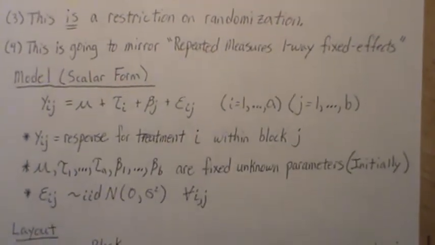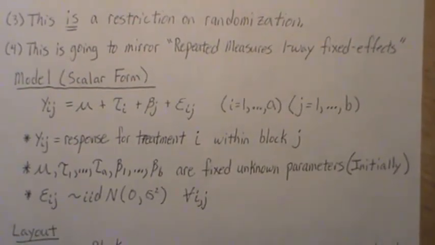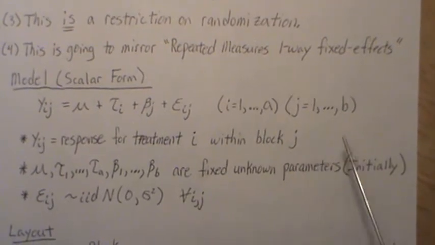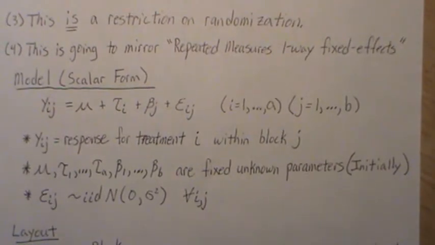Now the model in scalar form is this. It's y_ij equals mu plus tau_i plus beta_j plus epsilon_ij. i goes from 1 to A, we have A treatments, and j goes from 1 to B because there's B blocks. Now y_ij is the response for the ith treatment within block j. The mu and the taus and the betas are fixed unknown parameters, and this is initially. We'll change it up a little bit as we proceed through this little mini series. The epsilon_ij are IID normal, mean zero, constant variance sigma squared, and this is for all ij.